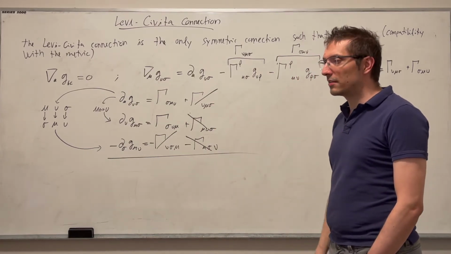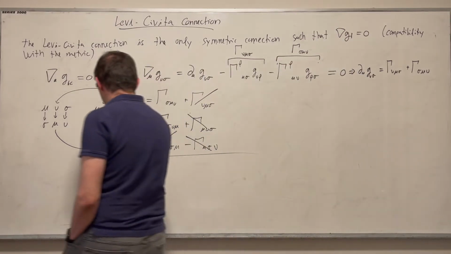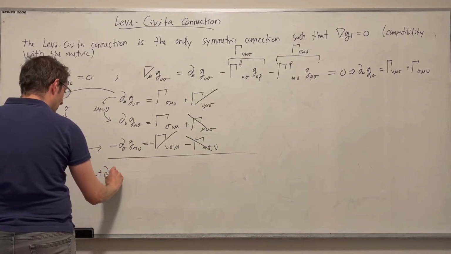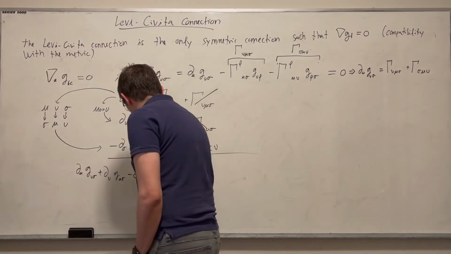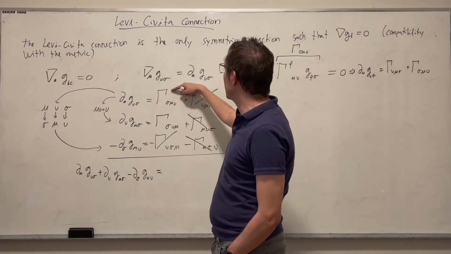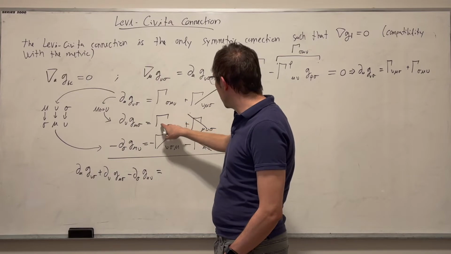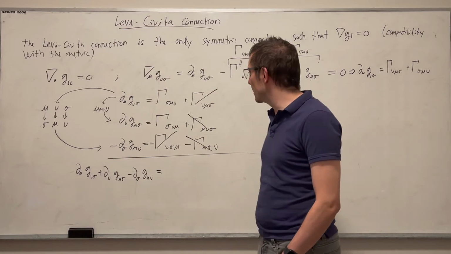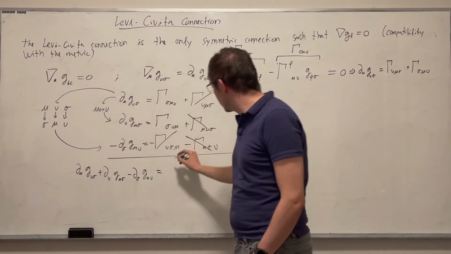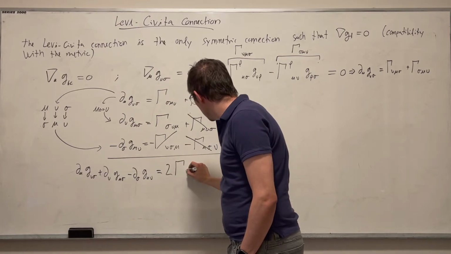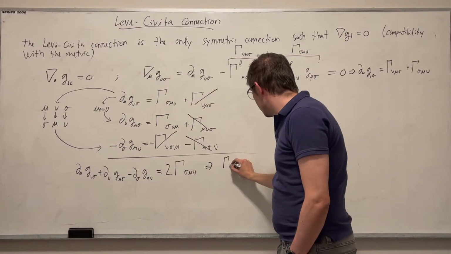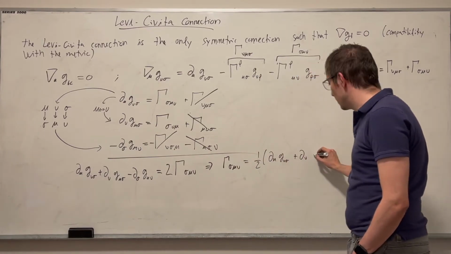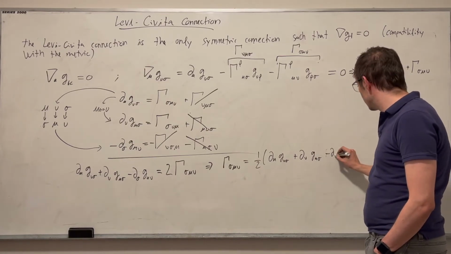Alright, so what am I left with? I'm left with the following. Let me just write it. So I have partial mu g nu sigma plus partial nu g mu sigma minus partial sigma g mu nu, okay? That is equal to, so we have here gamma sigma mu nu, but also gamma sigma nu mu. These two things are the same because again the symmetry of the coefficients of the connection in the second and third indices. So this is twice gamma sigma mu nu. This gamma sigma mu nu is 1/2 of partial mu g nu sigma plus partial nu g mu sigma, right, minus partial sigma g mu nu.